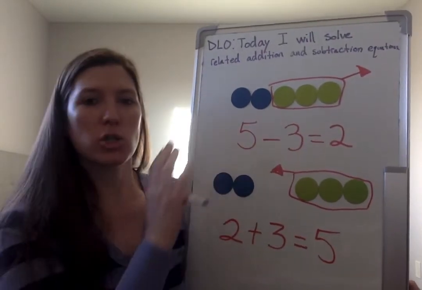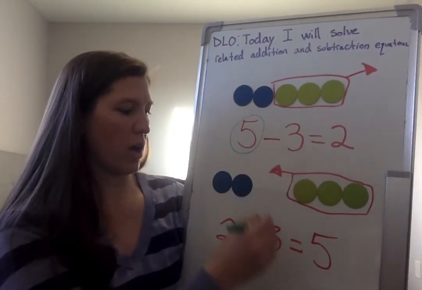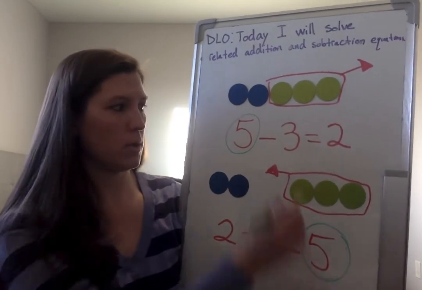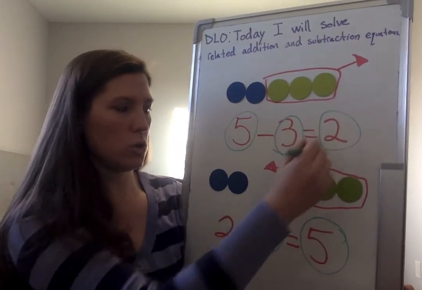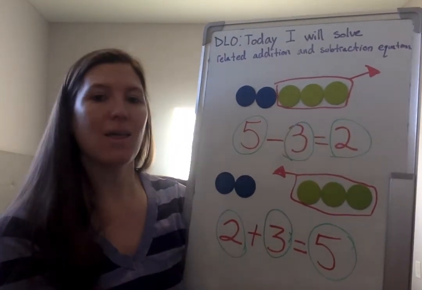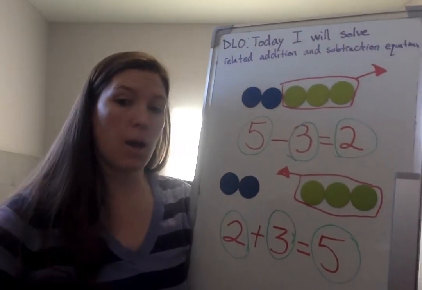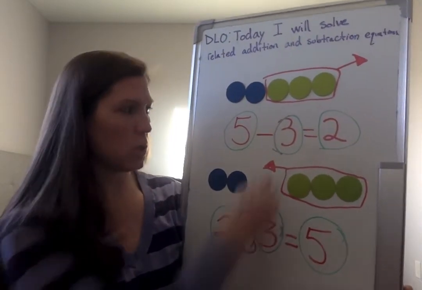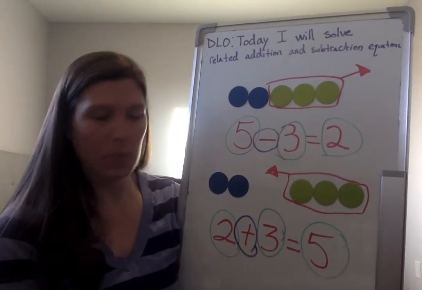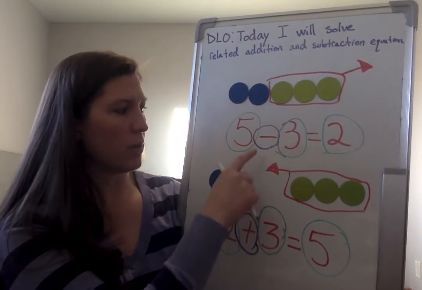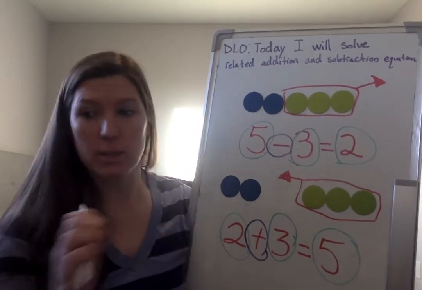These equations are related because we have 5 and 5, 3 and 3, 2 and 2. Even though the operation is different, they're related because the numbers are the same. So each one will have a subtraction and an addition problem, but they're related because the numbers are the same.